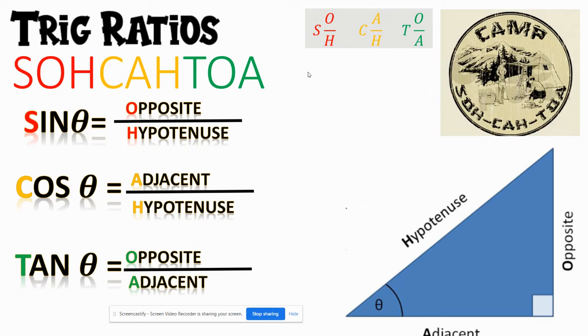Now, when I write SOHCAHTOA, I always like to write it like this. I like to write it with the ratios built in. You can decide which way is easier for you to set up. But SOHCAHTOA is your trick to remembering how to set up these ratios.